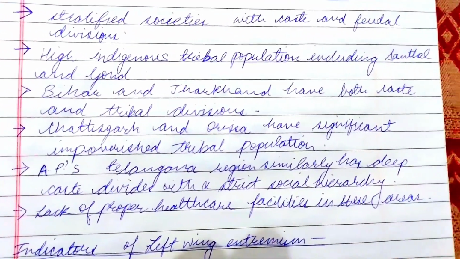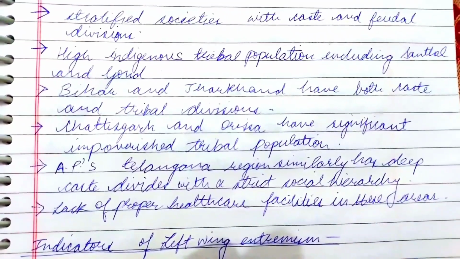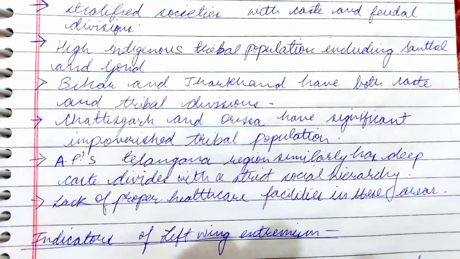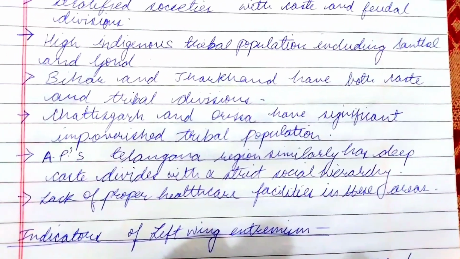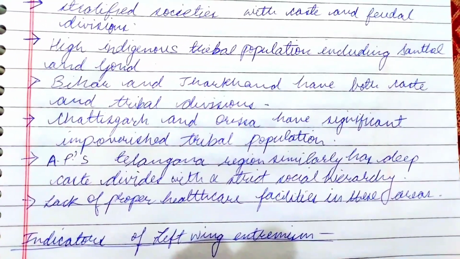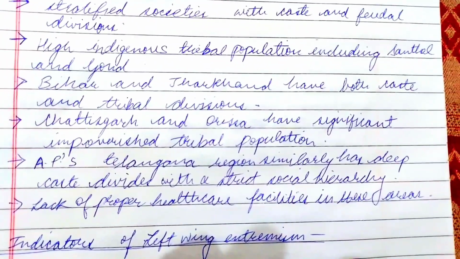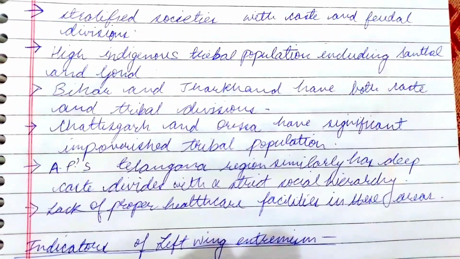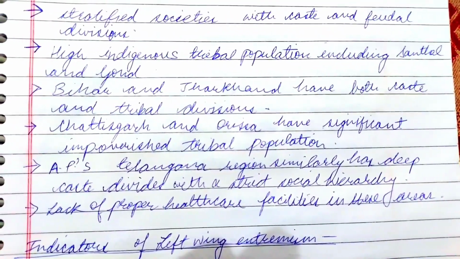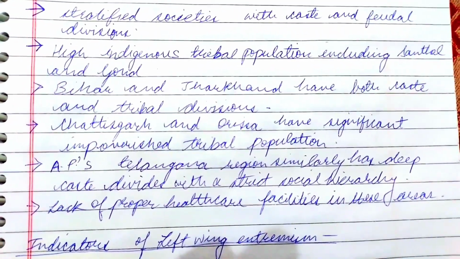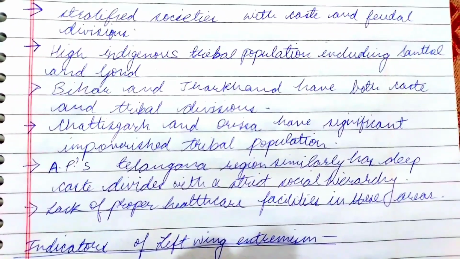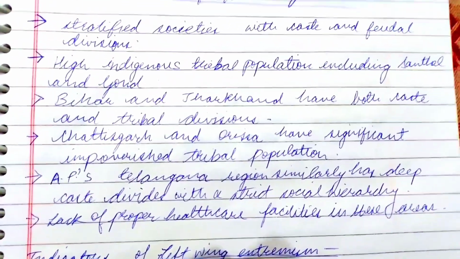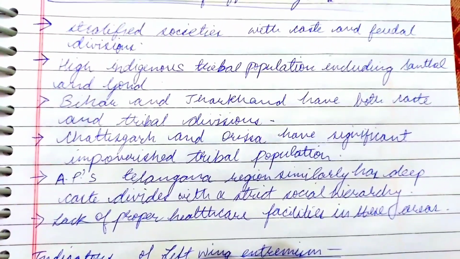Then Chhattisgarh and Odisha have a significant impoverished tribal population, so the economic condition is not good. Andhra Pradesh and Telangana similarly have deep caste divides with a strict social hierarchy. Then there is a lack of proper healthcare facilities in these areas. In fact, there is a lack of proper public facilities, like sanitation, healthcare, primary education, food and housing. These are all problems of these areas.